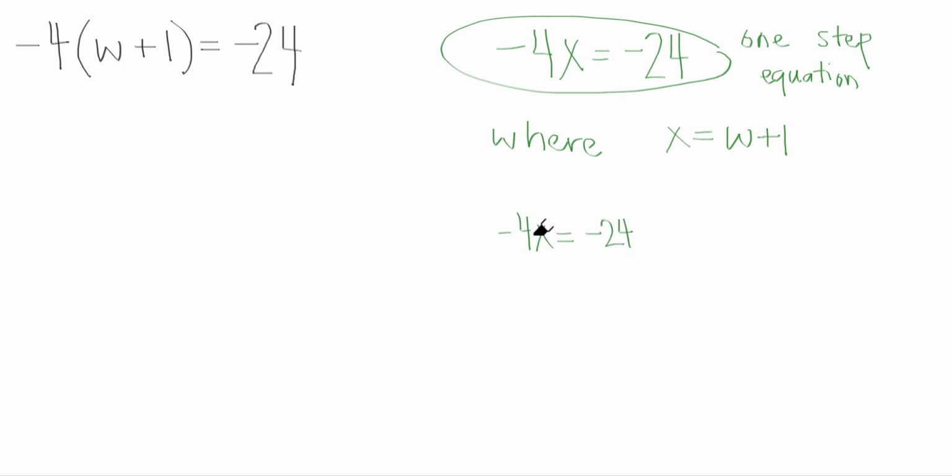We know that -4 and x, when they stand next to each other like that, that's multiplication. So you want to undo the multiplication by dividing both sides by -4. Division undoes multiplication. And that -4 in front of x gets canceled. So now we have x is equal to -24 divided by -4, right? So we want to think, what does that equal?